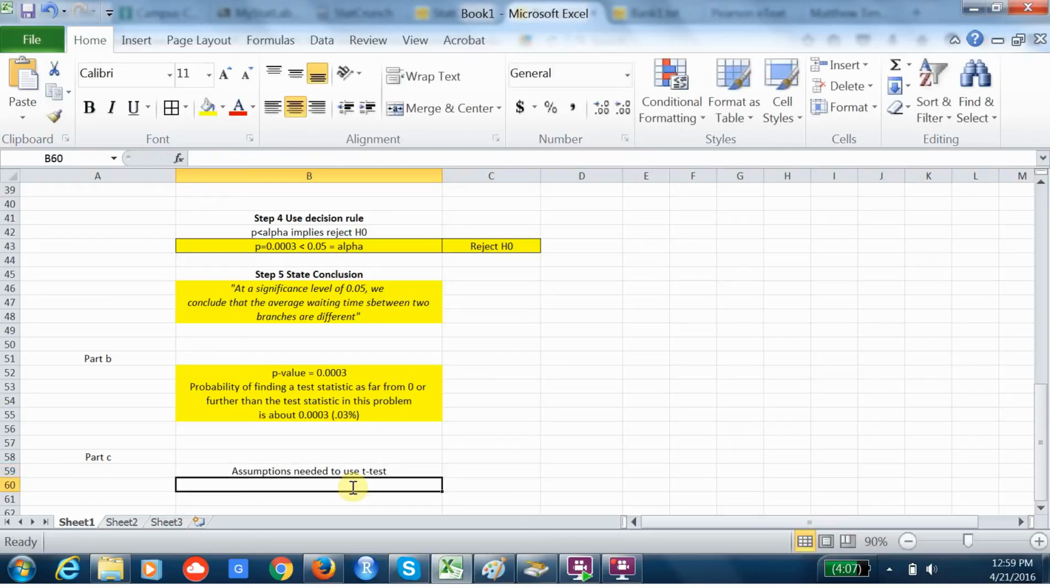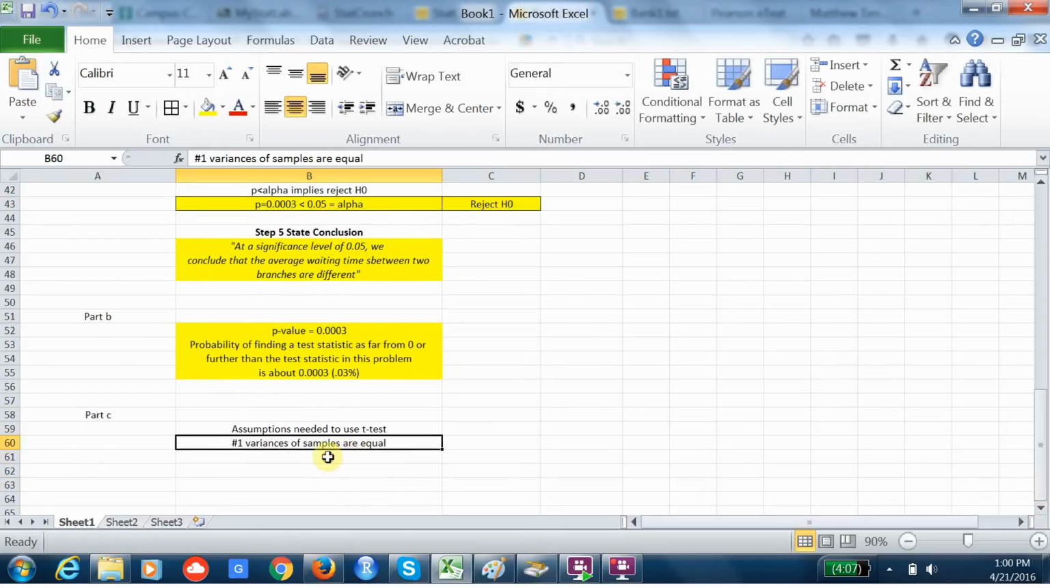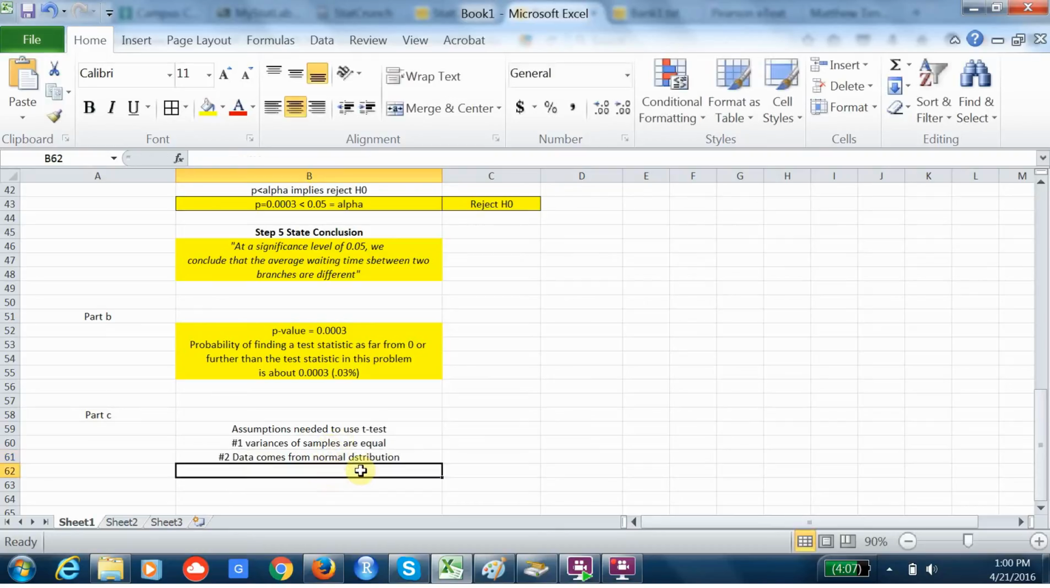So number one is that the variances of the samples are equal. Or you could say standard deviation, it's the same thing. Assumption number two is that the data comes from a normal distribution. That's a rather strong condition, actually. If the sample size was sufficiently large, you wouldn't have to worry about it, but this sample size is actually small. Okay. And the third is that we have a random sample.